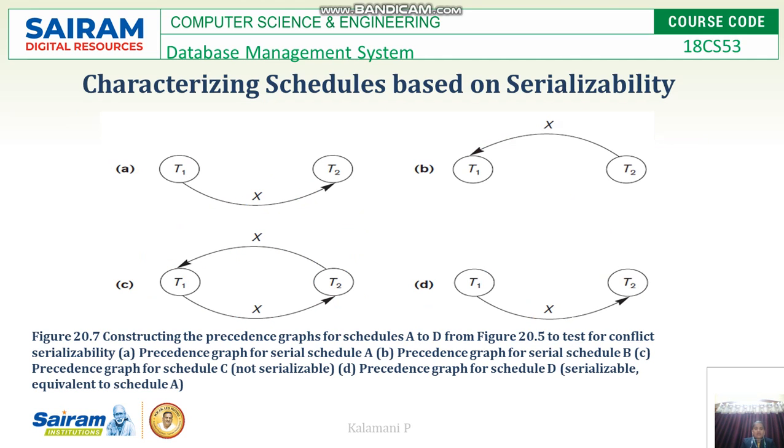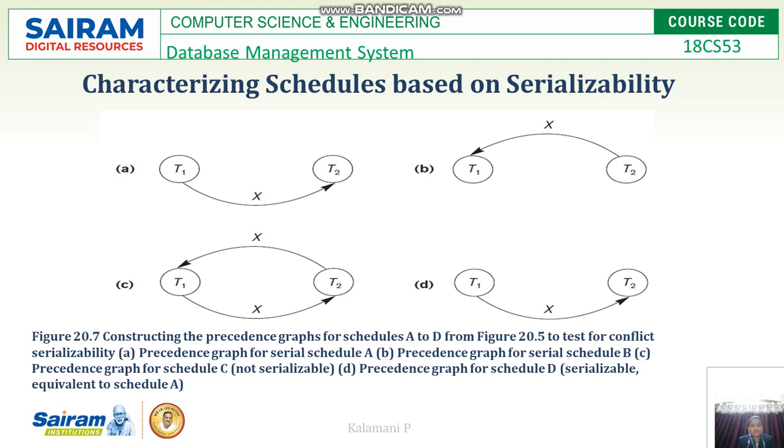See here, we have four precedence graphs. In the first graph, T1 performs first, then T2. T1 reads the value of X, then T2. In B, T2 reads first, then T1. If we take D also, T1, then T2. So if we take A, B and D, there is no loop, or cycle, in them. So this is called a serializable schedule.